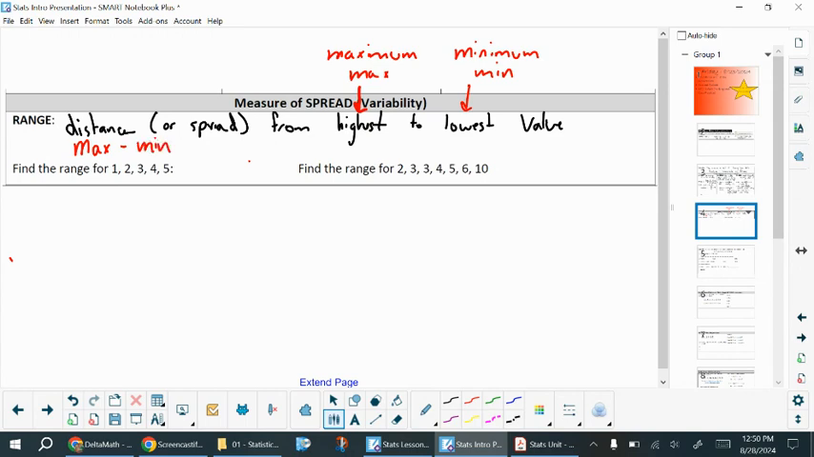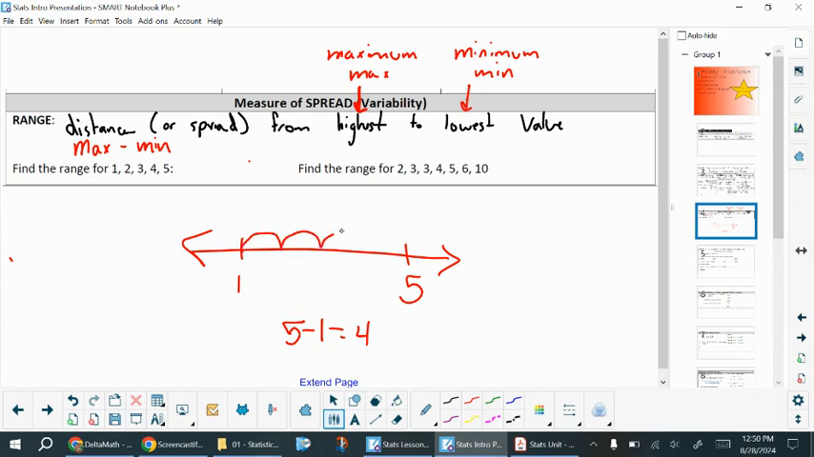That's how we find the distance between two numbers. If you're thinking about numbers on a number line, if I want to find the distance between 1 and 5, rather than just counting, I could say, well, 5 minus 1 is 4. That's how far it is. It would be 4 hops to get from 1 to 5.